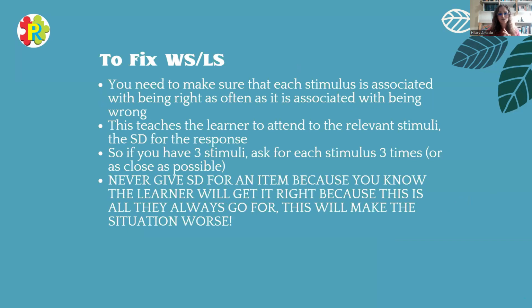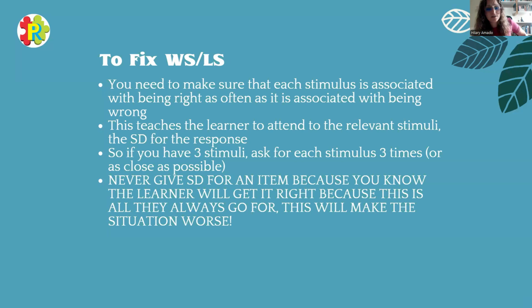So how do you fix win, stay, lose shift? Well, first of all, you need to make sure that each stimulus is associated with being right as often as it is associated with being wrong. This teaches the learner to attend to the relevant stimuli, which would be the SD for the response, the instruction, right? So if you have 3 stimuli, you're going to ask for each stimulus 3 times, right? Or as close to that as possible.